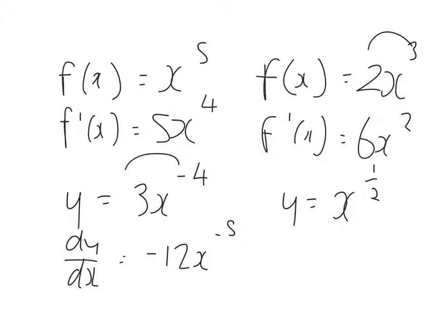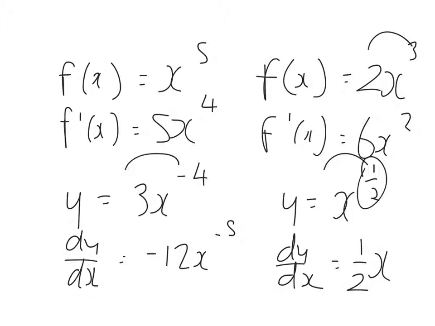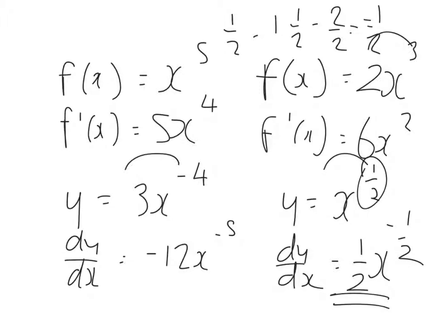powers, so x to the half, bring the power down, take one away from the power, so that will be a half, take away 1. So if you think about a half take away 1, it's a half take away 2 halves, and that's minus 1 half. Half x to the minus 1 half.